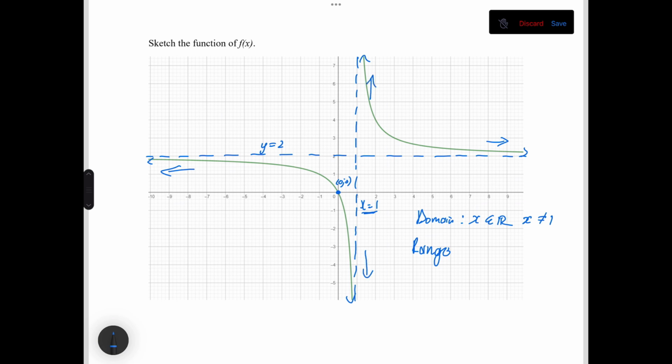The range refers to the y-axis, so it continues forever upwards and downwards. So y is an element of real numbers, where y, where is the asymptote, cannot be equal to 2. And you got that right if you said 2. Okay.